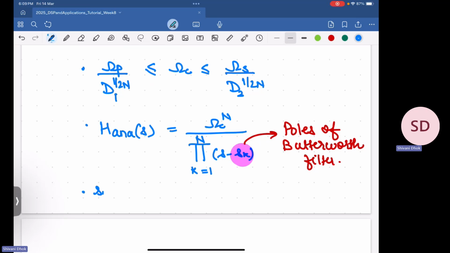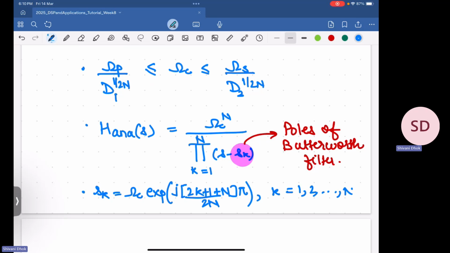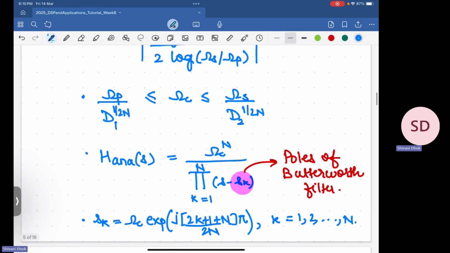So sk is equal to omega c into e to the power j times (2k plus 1 plus n) pi divided by 2n, where the values of these sk's that we are interested in lie on the left half plane, to maintain causality and stability, and therefore to maintain that we take k running from 1, 2 and so on till n. Okay, so this is all about the Butterworth low pass filter.